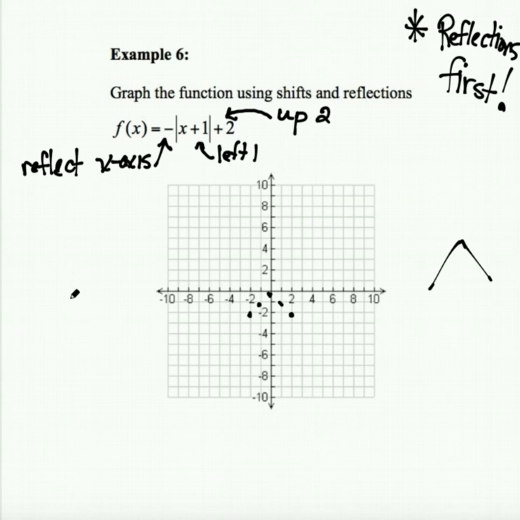Now, after I do my reflection, I can do my left 1 and my up 2 at the same time. So I'm going to take each of these new points and move them left 1 and up 2. So this first one on the left, the point -2, -2, I'm going to go to the left 1 and up 2, and I have my new point. The next point, which is -1, -1, again, I'm going to go to the left 1 and up 2. The point 0, 0, I'm going to go left 1, up 2.